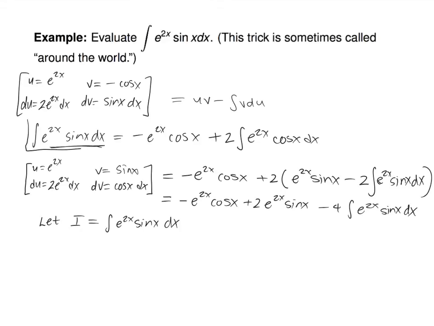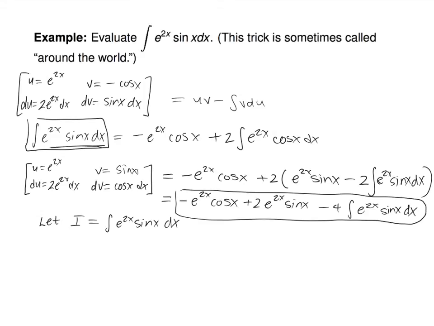And then rewriting, I have this thing equals all this stuff. Do you see that that's the same thing as saying I equals negative e to the 2x cosine x plus 2e to the 2x sine x minus 4i? Does that make sense? Okay.